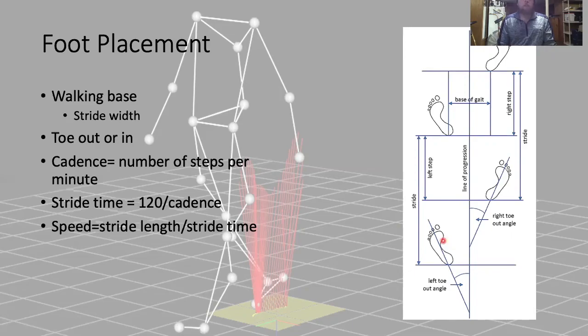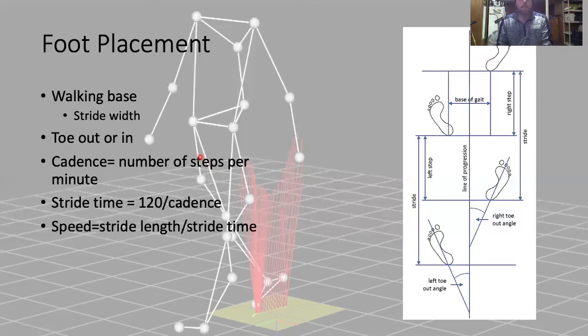Cadence is the number of steps per minute, the number of steps you take in 60 seconds. That's cadence. Stride time is 120 divided by your cadence. Now, why is it 120? Because one full stride, or one completion of the gait cycle, relies on you using 2 legs, right? So for your stride time, you use 120, that's 60 seconds per leg, divided by the number of steps you took in 60 seconds.